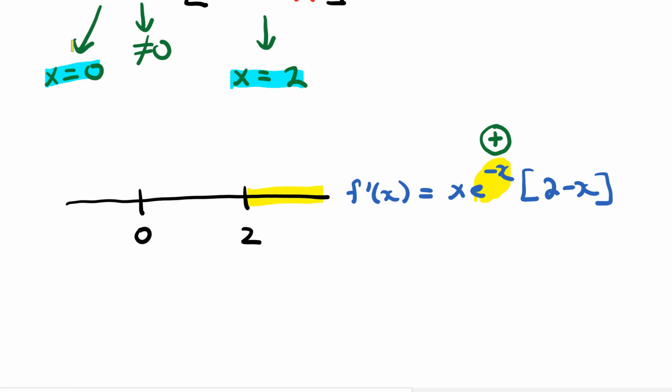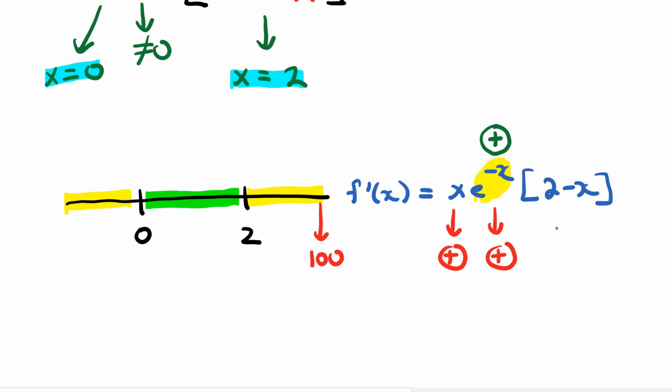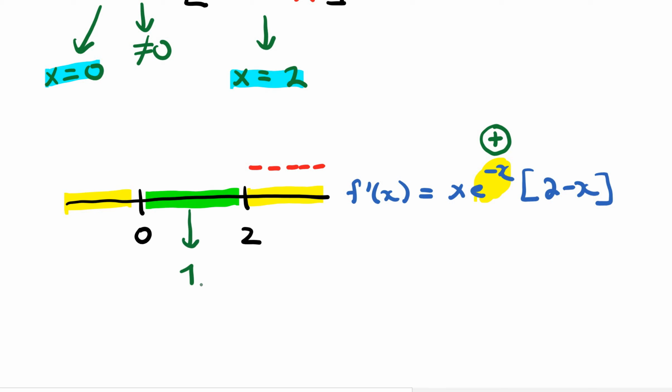Okay, here are my three regions. Let's start testing numbers here. Let's just try 100 again. If I try 100, then this will be positive. We said that that's going to be positive, and this will be negative, right? So if I multiply that out, this region is negative. Okay, next part, let's try 1 from that region. If I plug in 1 there, I get a positive, and this will be a positive. So that means this region is increasing.